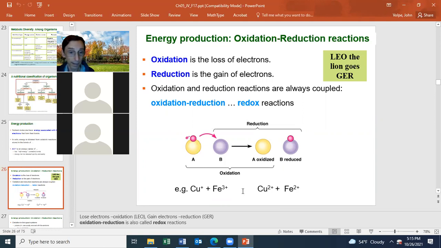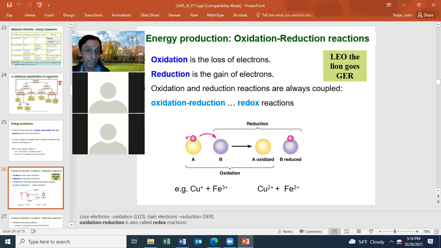Any questions about that? Now, this is a little mnemonic device for helping you remember oxidation reduction reactions. You can say, Leo the lion goes grr. LEO: lose electrons, oxidation. GER: gain electrons, reduction. So Leo the lion goes grr. Any questions about that?